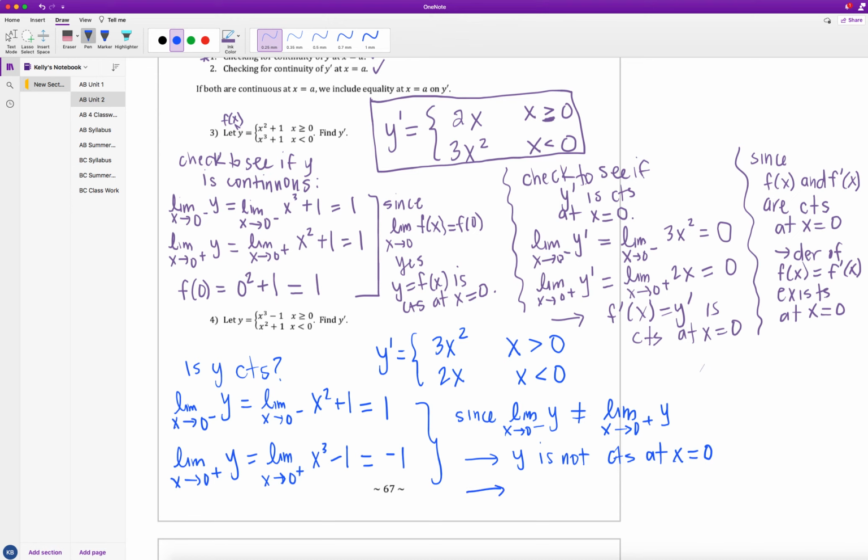What that automatically implies is that if a function is not continuous, then a function is not differentiable. So since y is not continuous, then y is not differentiable.